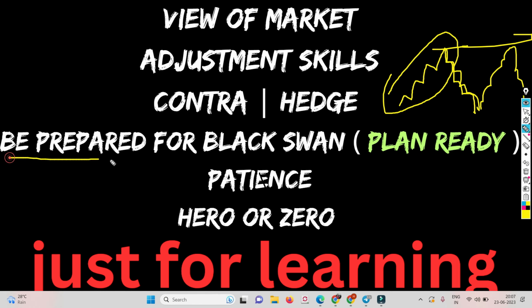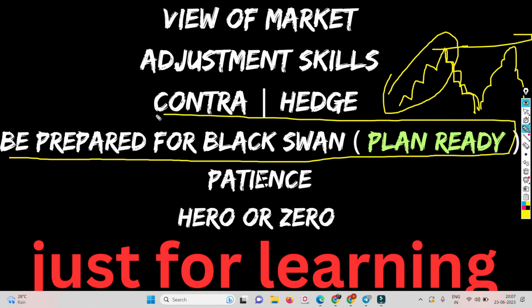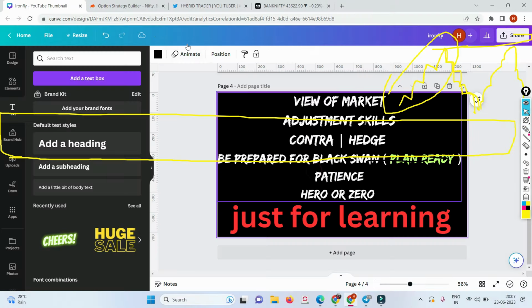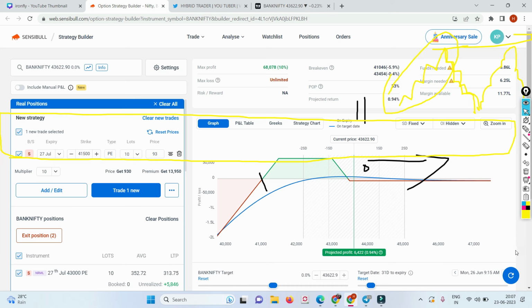And now what is this for? Be prepared for black swan events. See, guys, I'll tell you one magic, right? Any given day, whenever I trade any, one second, guys. Let me delete this. Okay, let me delete each and everything.